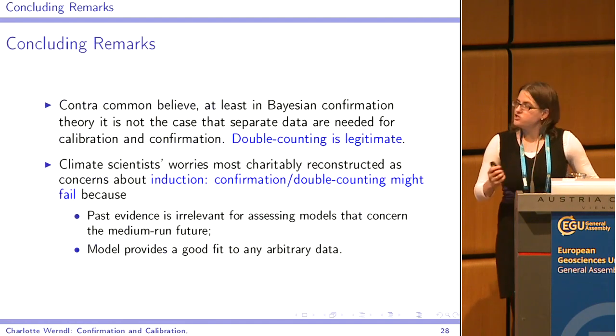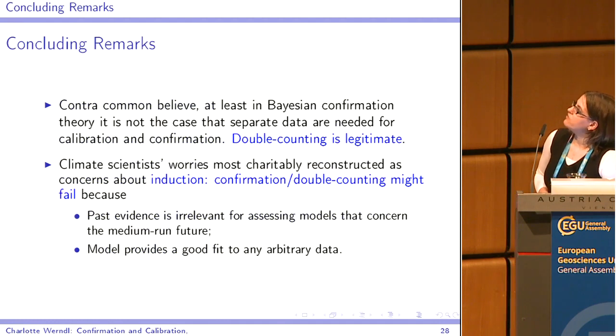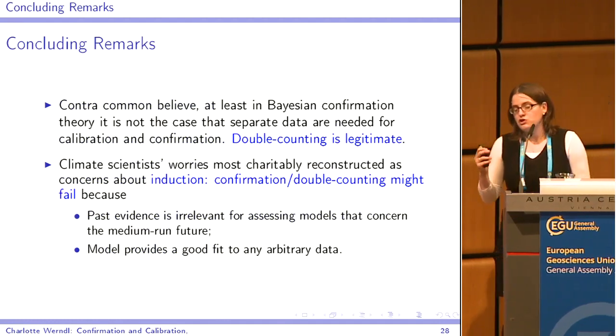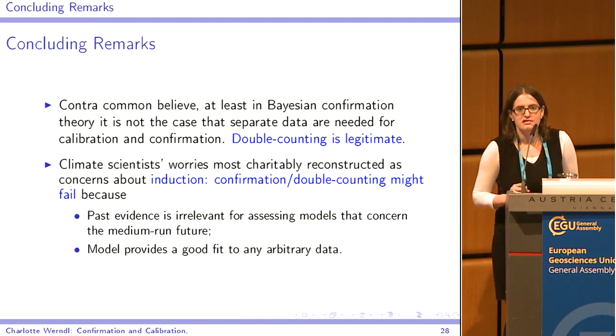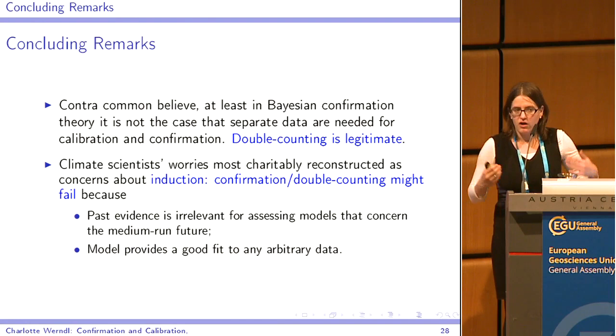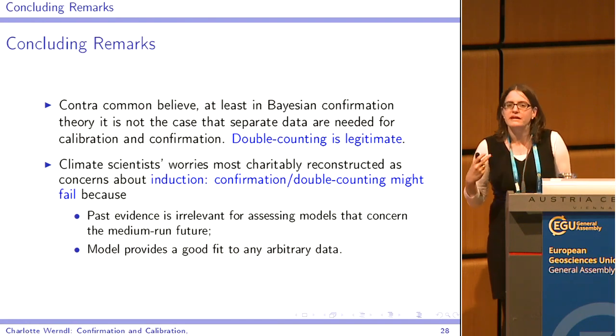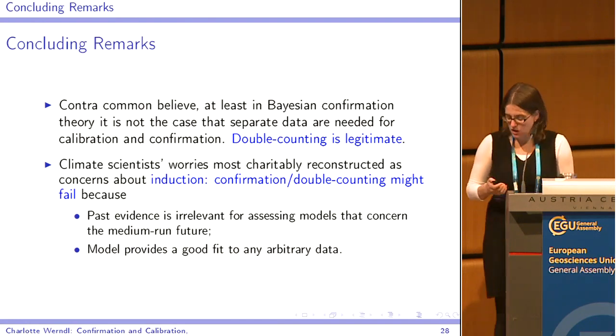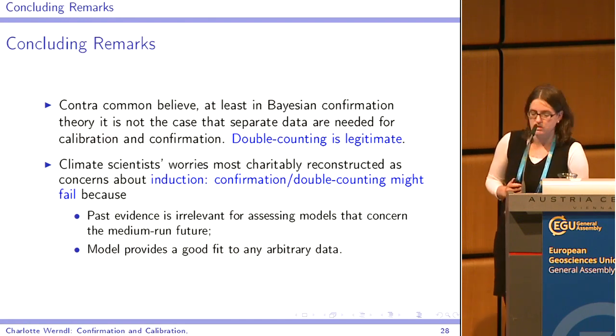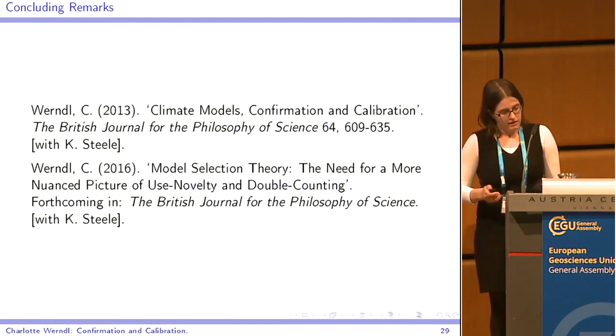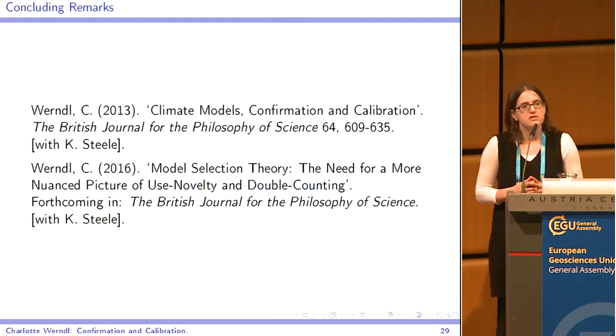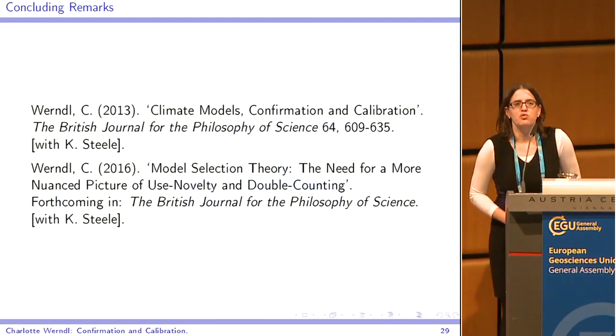Okay, so this is just a conclusion now. At the end of the talk, as I said, I just wanted to give you a brief flavor of what philosophers of science do with their time. One issue is this conceptual problem of double counting, whether it's legitimate or not. There's a lot of discussion, and rather than relying on our intuition, it's good to look at specific confirmation frameworks and see what they tell us about whether it's legitimate. And in Bayesianism, it's legitimate. Then the final slide with two of our papers, if anyone is interested. Otherwise, I'm looking forward to your questions, and thanks for listening.